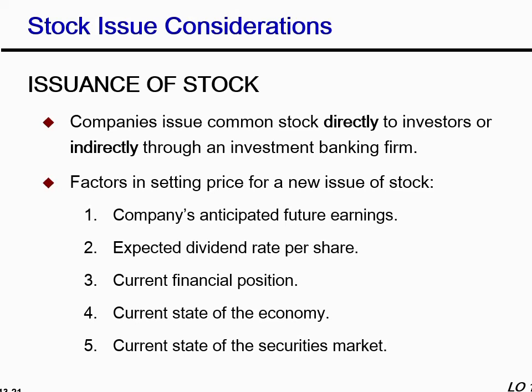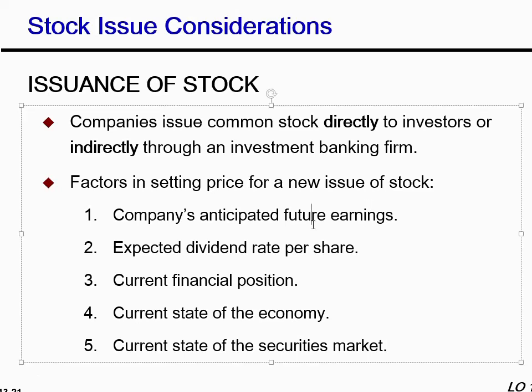When you choose which price to offer, or at what price the public can purchase the shares, that price is set by considering the following five factors. Number one, what does the company expect about its future earnings, or the company's anticipated future earnings. If the company expects that our earnings will be high in the future, they can charge a high price for the new shares, because people will love to purchase these shares at high prices, knowing the company is expecting high earnings, so they will be willing to pay more.